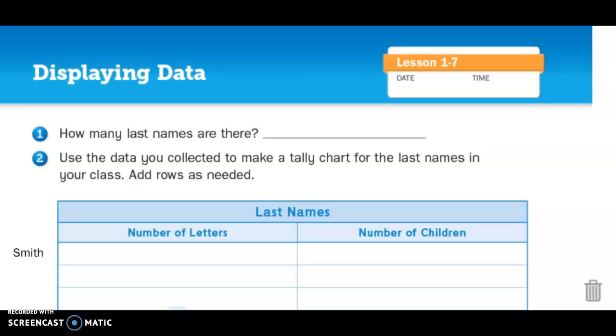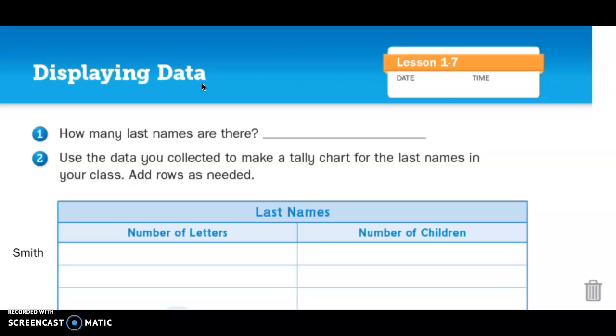All right, third graders, this is Math Journal pages 12 and 13. You should have read in your student reference book, that hardcover, all about bar graphs before this, and now we're on lesson 1-7. Okay, here we go. It says displaying data.